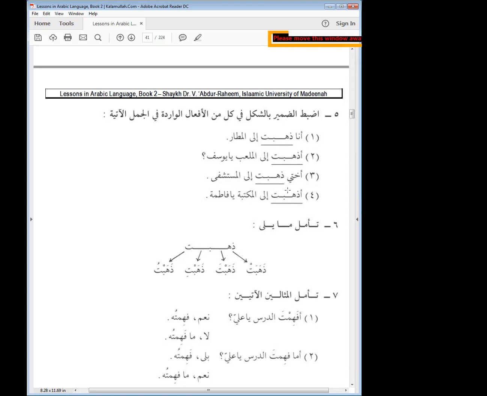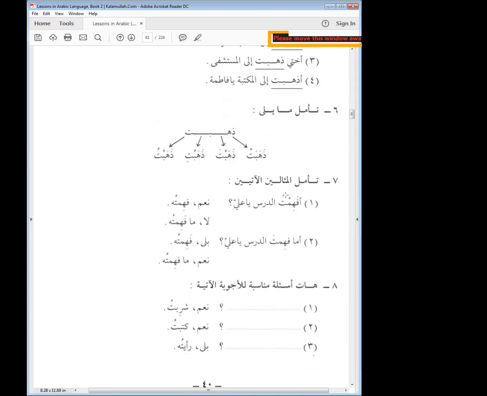Right. Number 7: observe the following two examples.